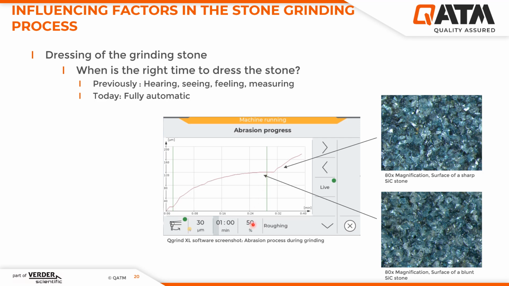If you look at the stone with a microscope, you can clearly see the difference between a sharp stone with sharp abrasive grains and a blunt stone with a matte stone surface. Even with your eyes, you can distinguish between a blunt stone and a sharp stone. If you grind your sample holders with a blunt stone, you will have low material removal, heat generation, and uneven sample holders. This should be avoided.